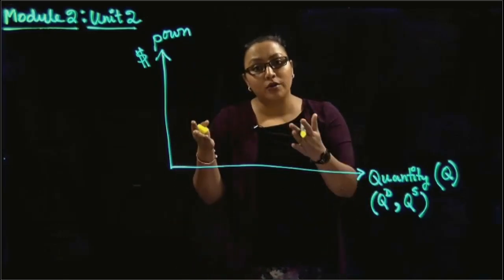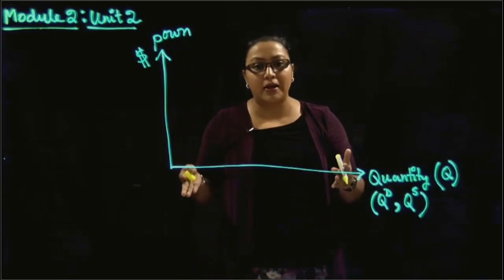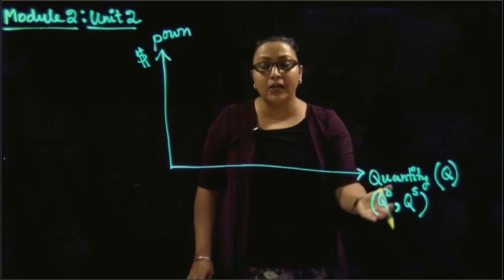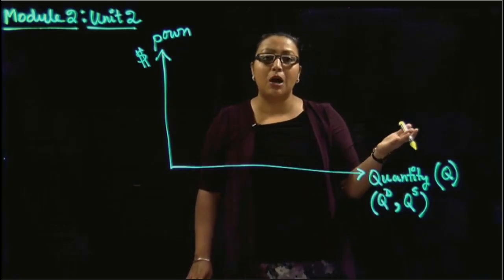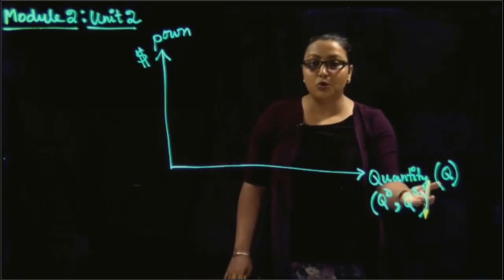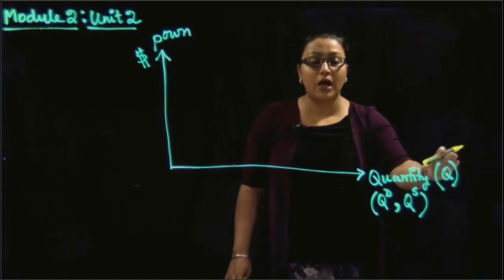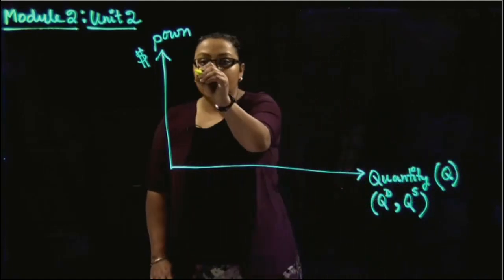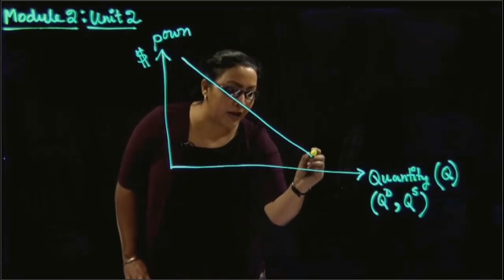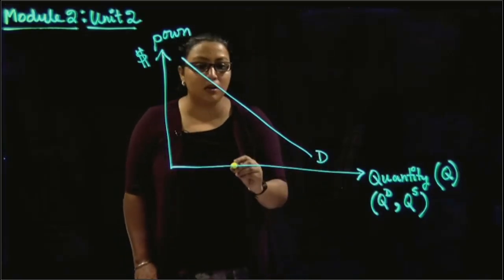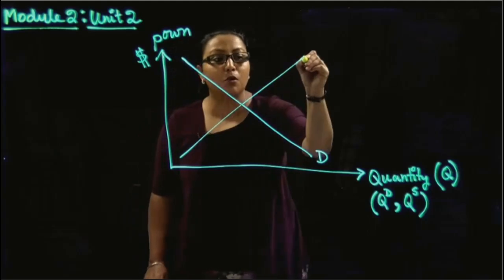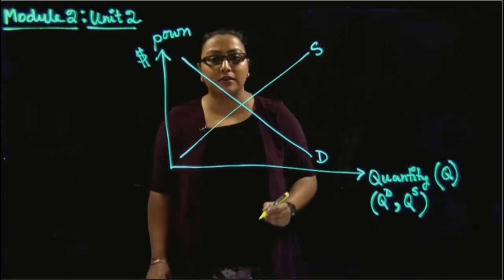If I was reading quantity from the downward sloping demand curve, then it would be the QD. If I was reading quantity from the upward sloping supply curve, it would be QS. So to generalize the quantity bought and sold in the market, I would just call it Q. Then I have the downward sloping demand curve, which is our D curve. I have the upward sloping supply curve, which is our S curve.